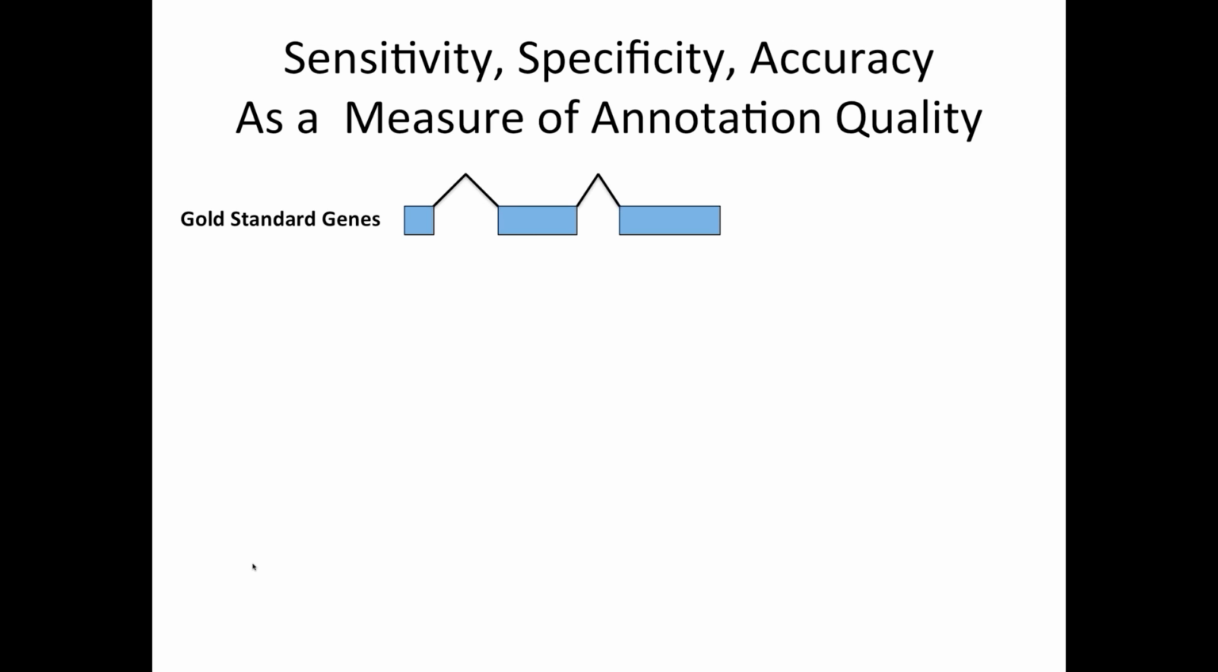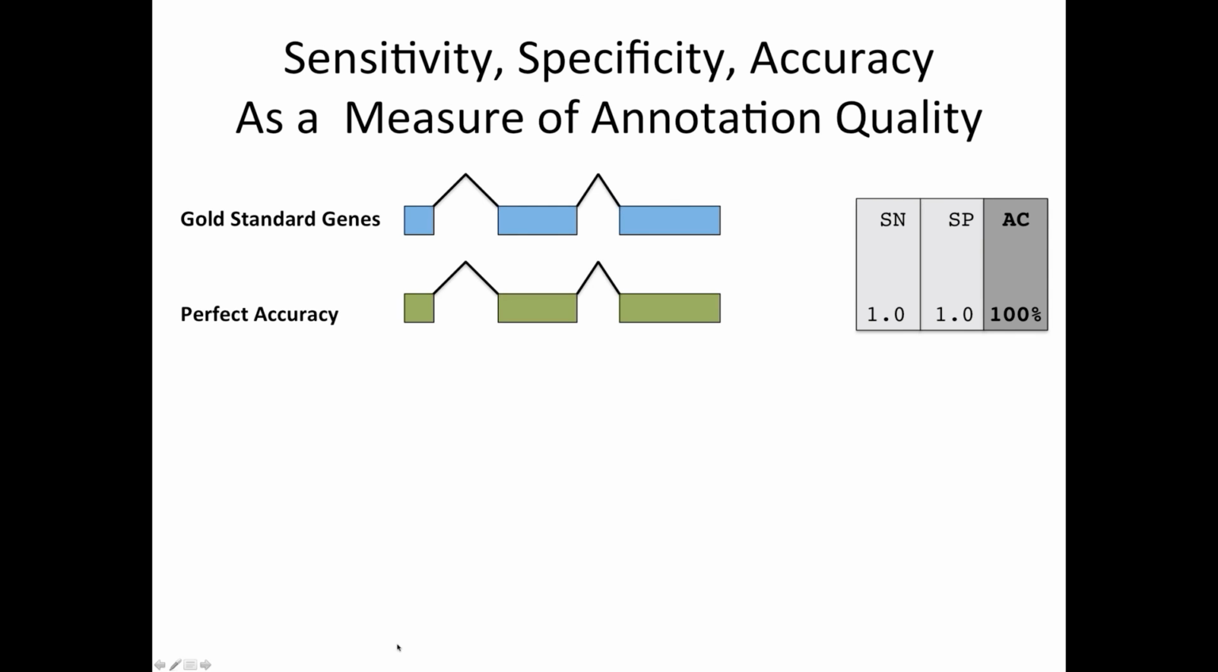Okay, so let's talk a little bit about whether Maker does a good job of producing annotations. And we'll ask this question in a few different ways, but to ask how well Maker's doing, we have to have some way of measuring it. So one way in the genome annotation community that people have measured how well they're doing in terms of gene predictions is to run the annotation tools on regions of genomes that have been well annotated, where we have a gold standard set of genes, and then compare to that and see how well we did.